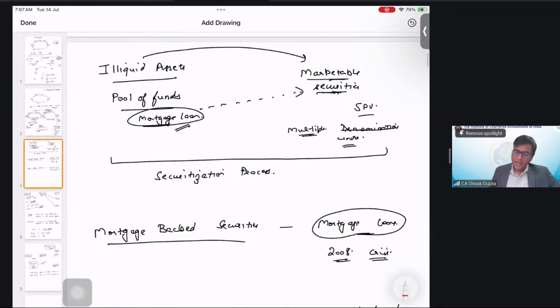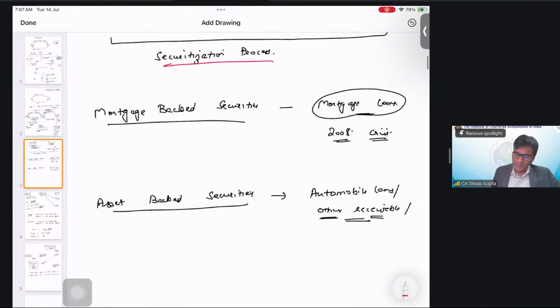from these institutions. Right now, in this entire process, what has happened, students? The illiquid asset, which is actually the pool of funds of the mortgage loans, got converted into marketable securities. These are multiple people who are actually investing through these marketable securities. This process is called the securitization process because you have converted an illiquid asset to different levels of securities, and hence the name of the process, securitization process.